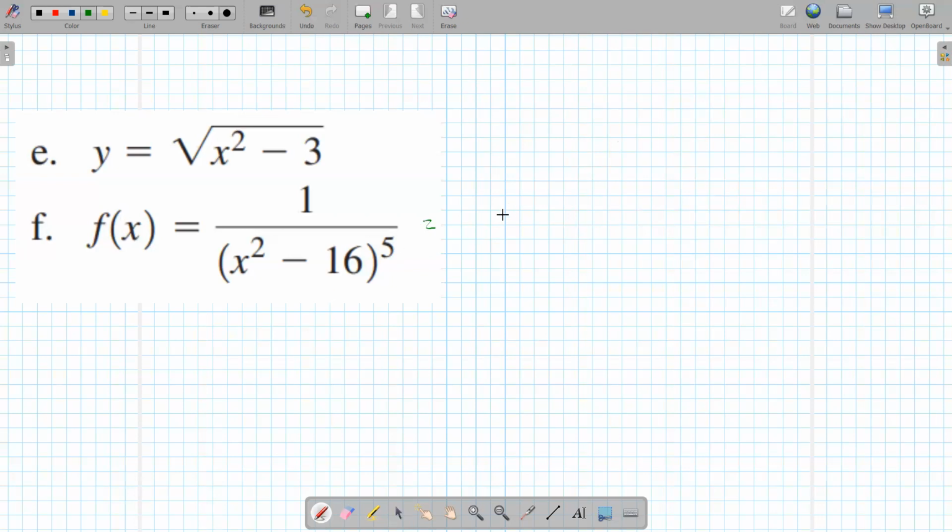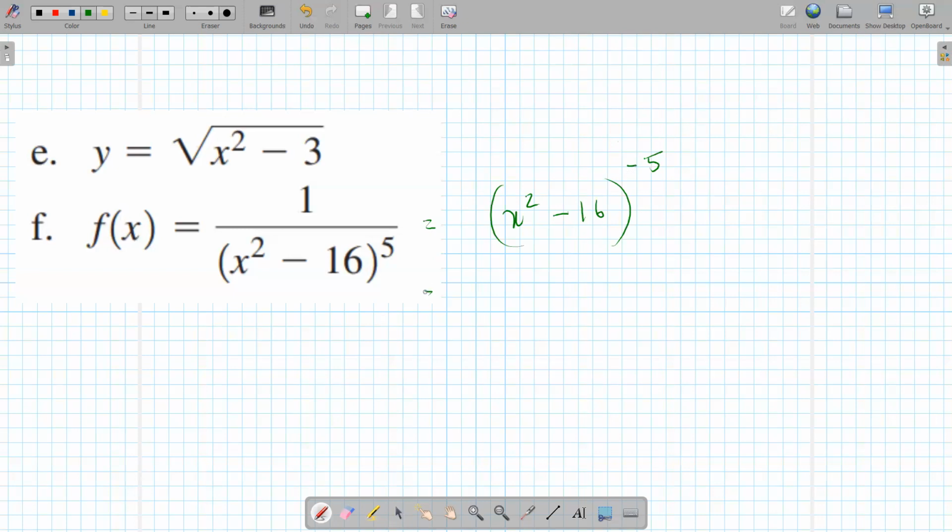What if we bring the x squared guy upstairs like this? What's going to be the power? Negative 5, not negative 1, because there's a 5 there. Yeah, if there was no 5, it would be negative 1, right? Oh, okay. Now this is much easier to work with.